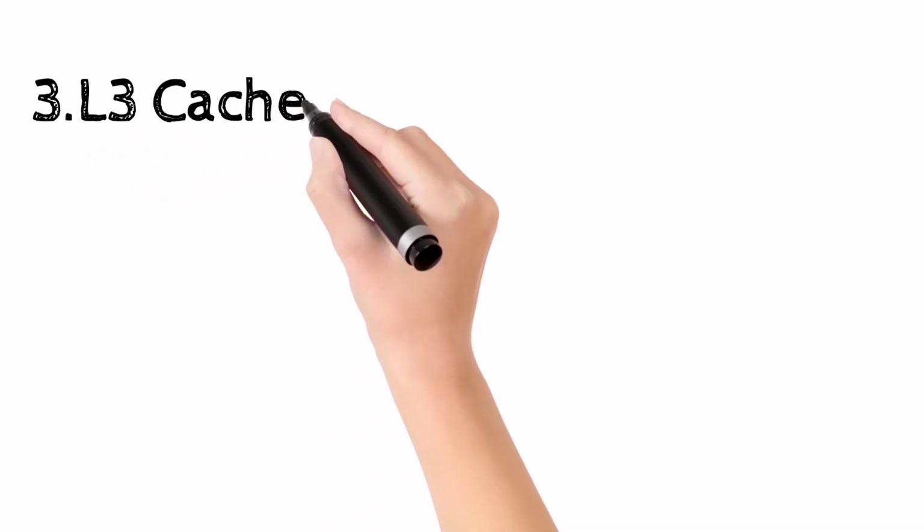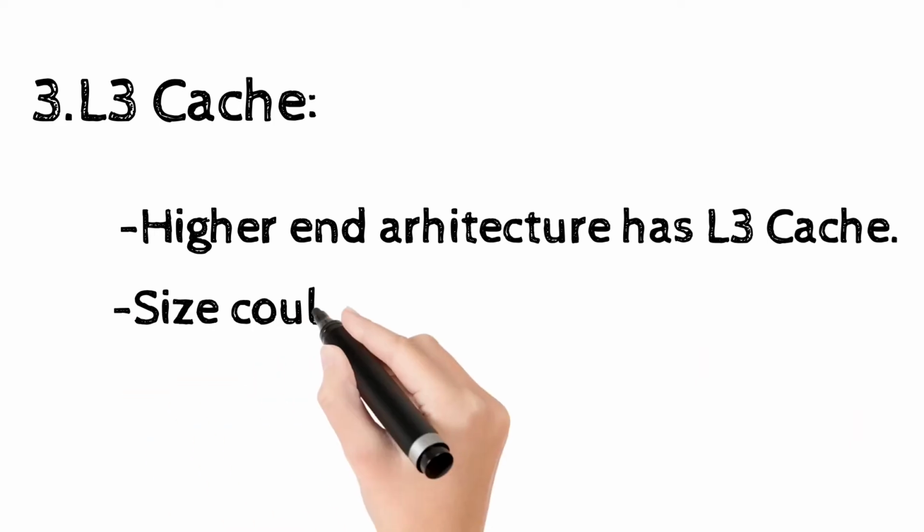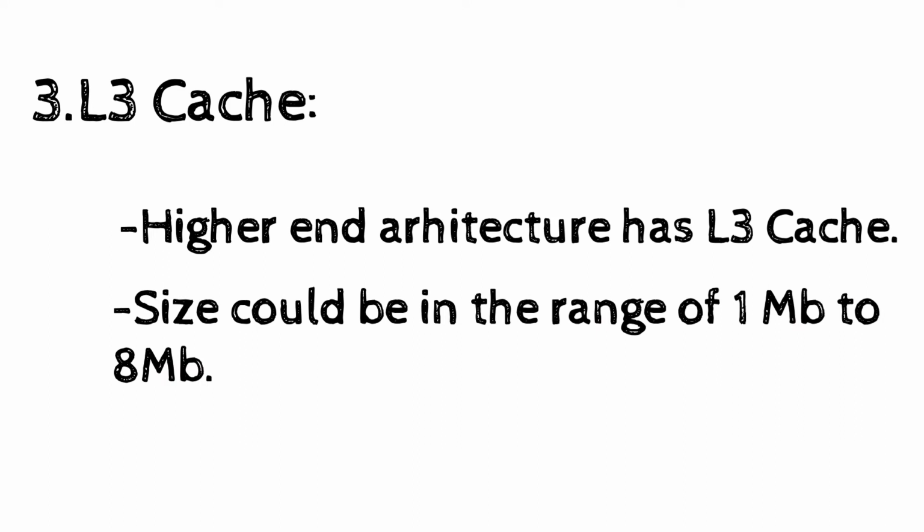Level 3 cache. It is higher in architecture. It is placed outside the processor and shared among all the cores of the processor. This will enhance the performance of L1 and L2 cache. Size could be in the range of 1 MB to 8 MB. It is slower than L2 cache but faster than main memory. There are different levels of cache. It can have single level cache and multi-level cache.